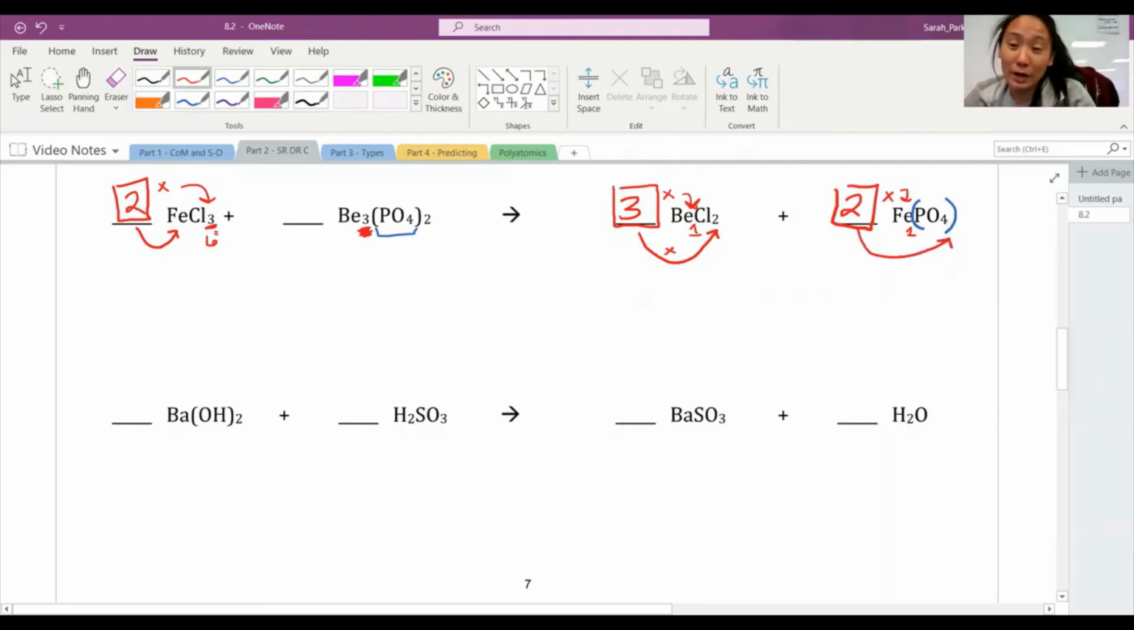Remember, the 4 in PO4 is on the inside. So you ignore that number 4. You've got to think, how many PO4s do I have? I now have 2, because 2 times 1 is 2.